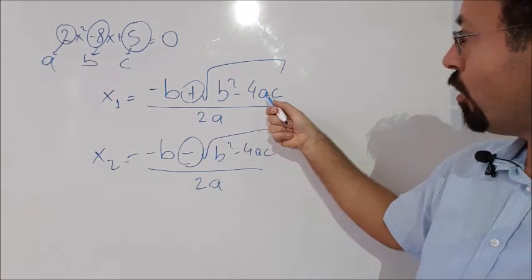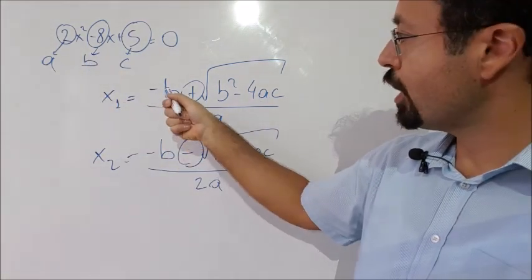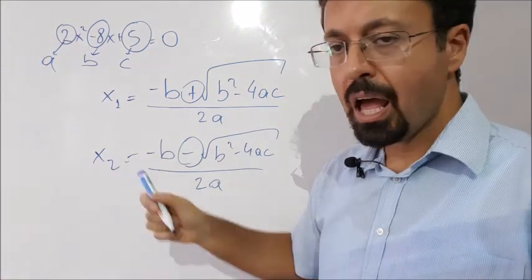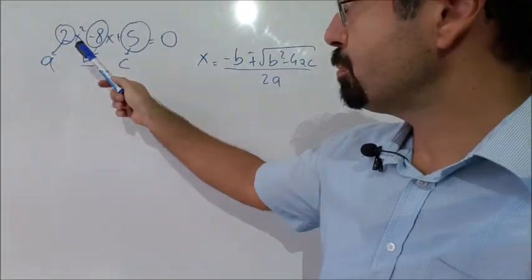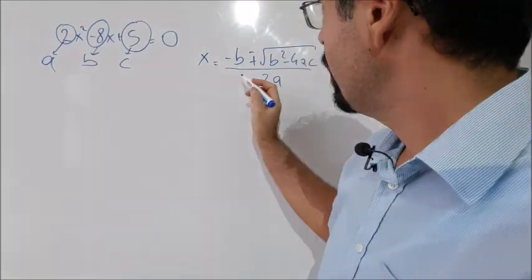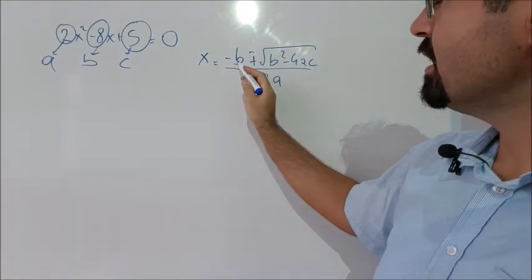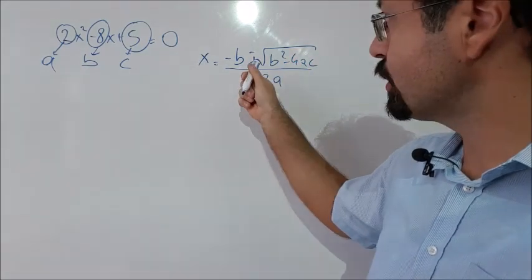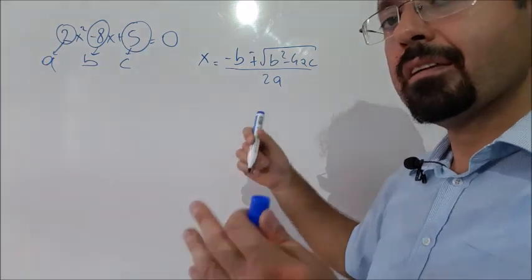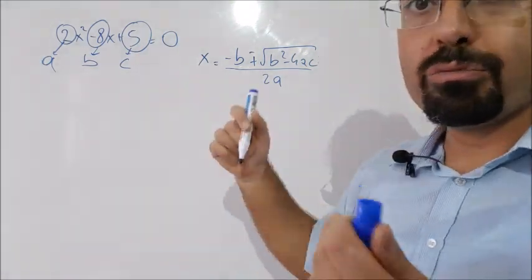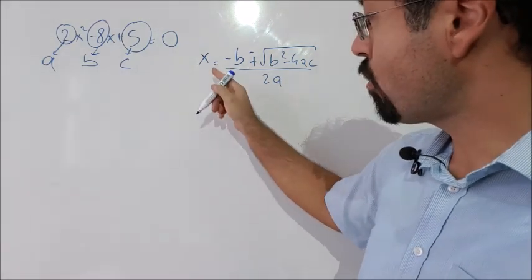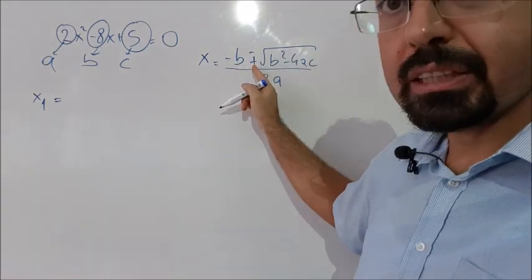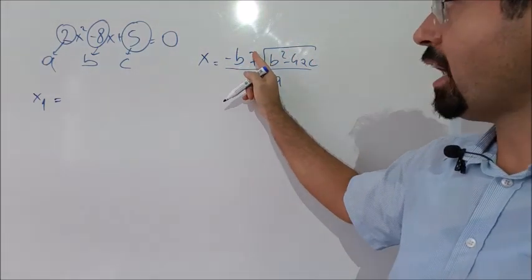So a is going to go here and here. b is going to go here and here. c is going to go here, for both x1 and x2. So let's just put them in their places. We can say minus b plus or minus, because if you want to use one formula, this is going to be plus for one x and minus for the next x. So for our x1, let's use the plus, and for x2, let's use the minus.